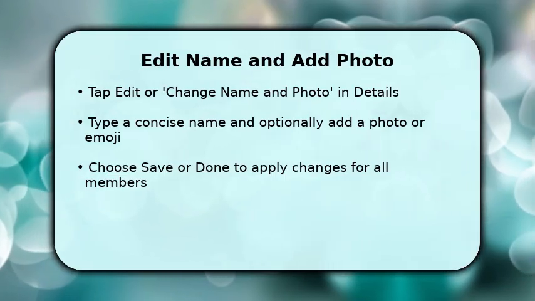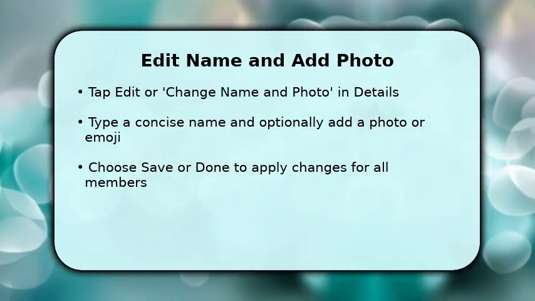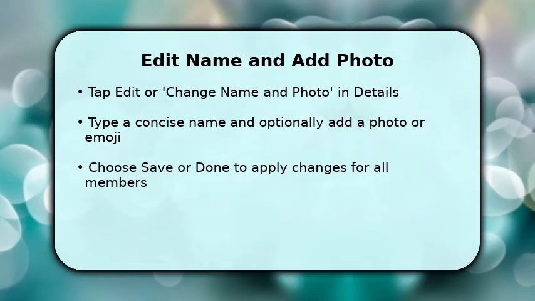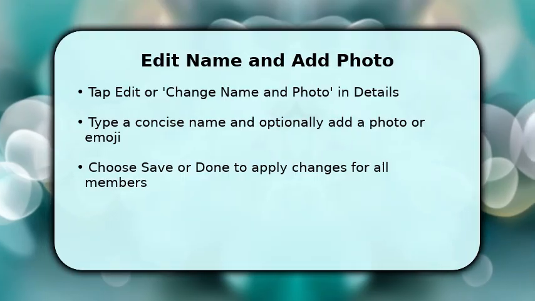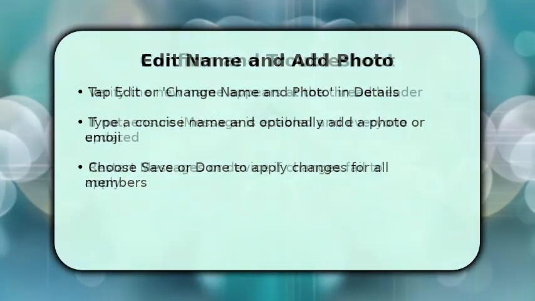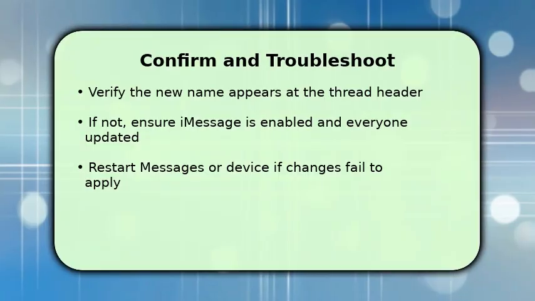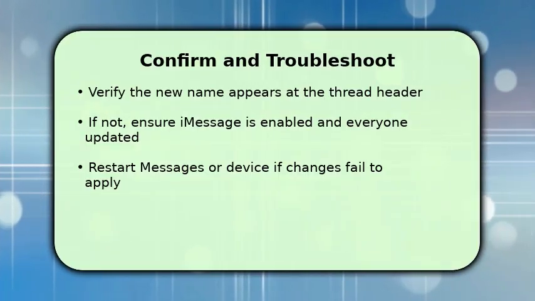After composing the name and selecting an image, tap Save or Done so the change propagates to everyone in the group via iMessage. Make sure each member's settings allow receiving these updates. To finish, confirm the new name appears at the top of the thread and that group members see it too.